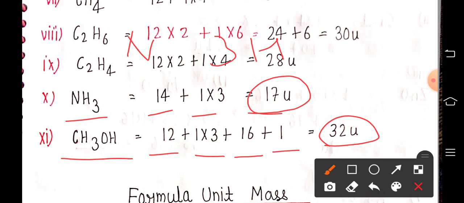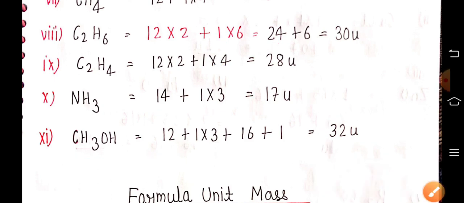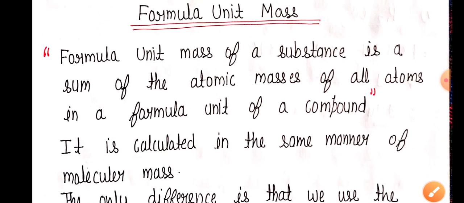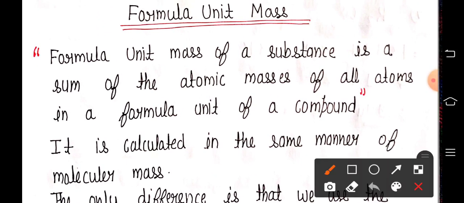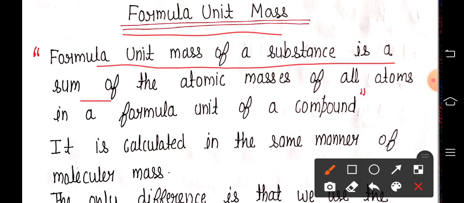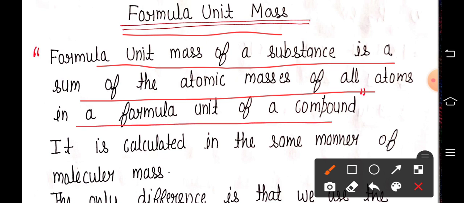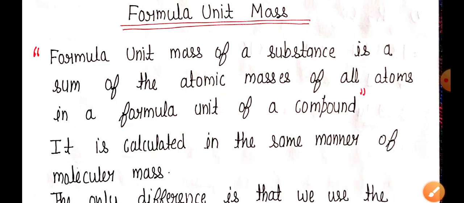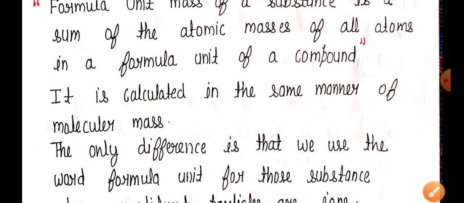Now we see our next topic. Next topic is formula unit mass. What is formula unit mass? Firstly, we see definition of formula unit mass. Formula unit mass of a substance is a sum of the atomic masses of all atoms in a formula unit of a compound. It is calculated in the same manner of molecular mass. ये बिल्कुल molecular mass के जैसा ही होता है, इसमें बस किसी भी molecules का formula दिया रहता है.